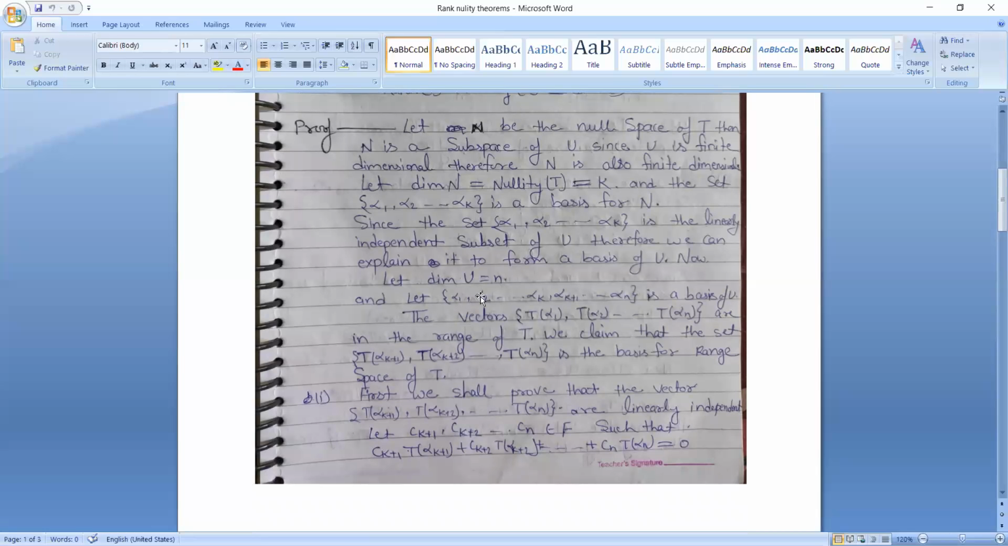Now, let dimension U is equal to n, and let alpha 1, alpha 2 and so on alpha k, alpha k plus 1 and so on alpha n be a basis of U. Then the vectors T alpha 1, T alpha 2 and so on T alpha n are in the range of T. We claim that the set T of alpha k plus 1, T of alpha k plus 2 and so on T alpha n is a basis for the range space of T.